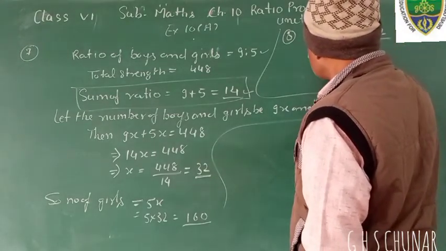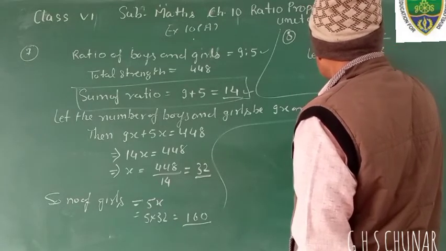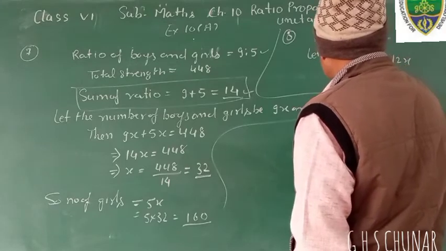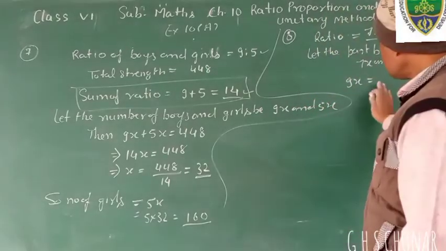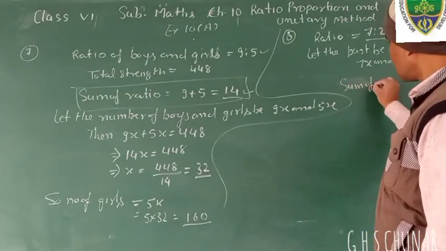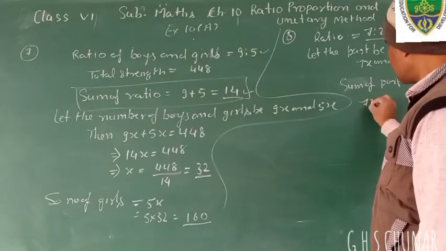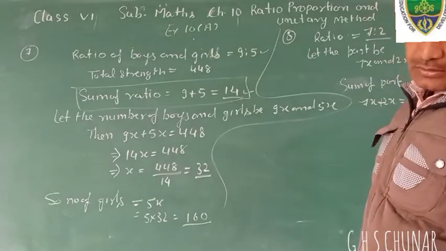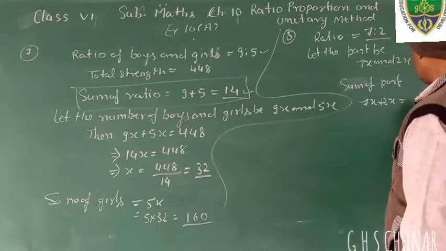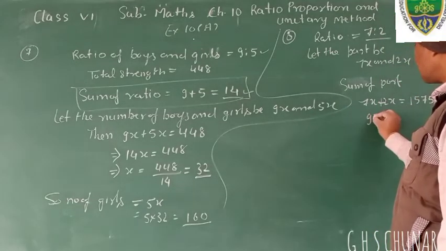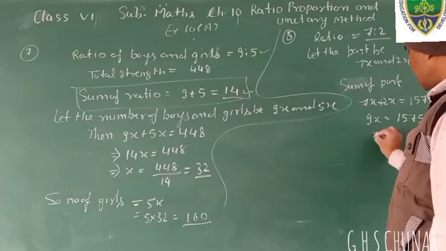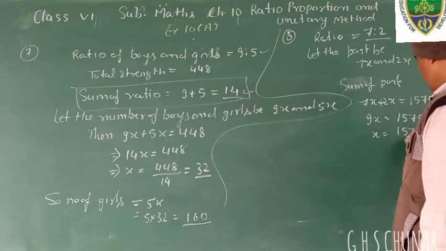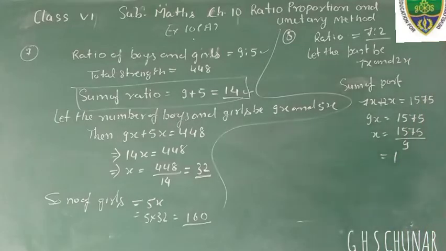Let the parts be 7x and 2x, that is 9x is equal to the sum of parts, that is 7x plus 2x, which is equal to 1575. 9x is equal to 1575, then x is equal to 1575 upon 9. X is equal to 175.